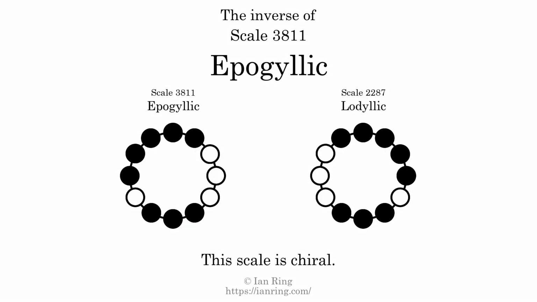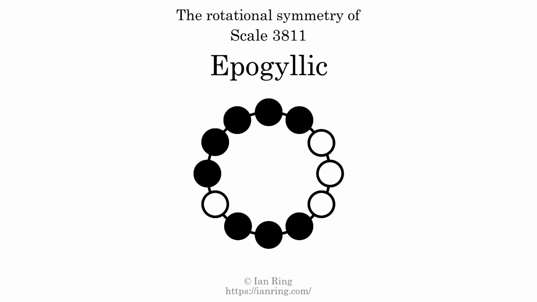The inverse of a scale is a mirror image. It is what you get when the sequence of intervals is reversed. The inverse of this scale is scale 2287, also known as Epogyllic. This scale is chiral. It cannot transform into its inverse by rotational transformation. This scale has no rotational symmetry.